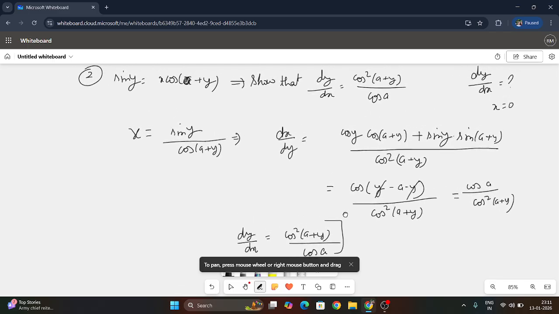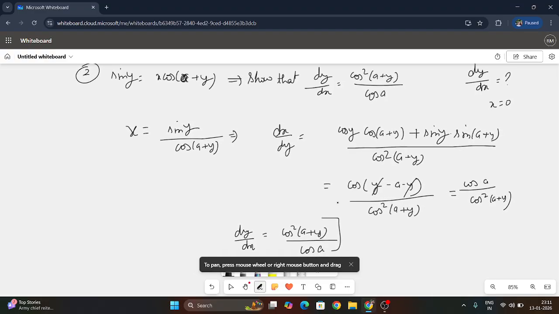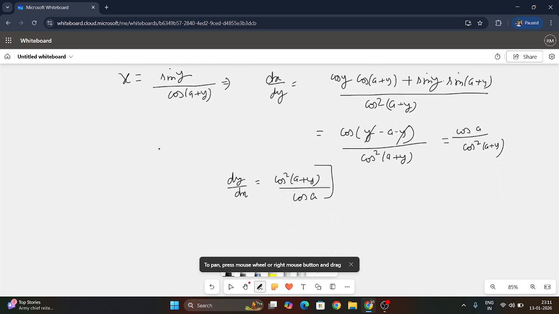So at x = 0, what is the value of y? Put x = 0 here, so this is going to be 0, and y is also going to be 0. Please keep in mind that at x = 0, y is also 0. So let's put here cos²a and cos a. That's going to be cos a, and that is the final answer. I think this is clear to you and you have understood it carefully. If you still have any doubt, you can ask.